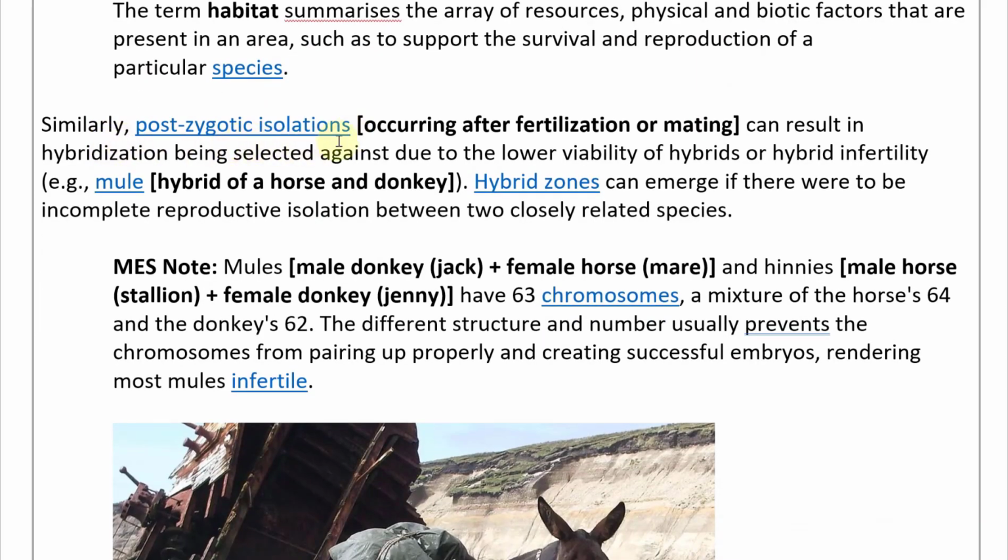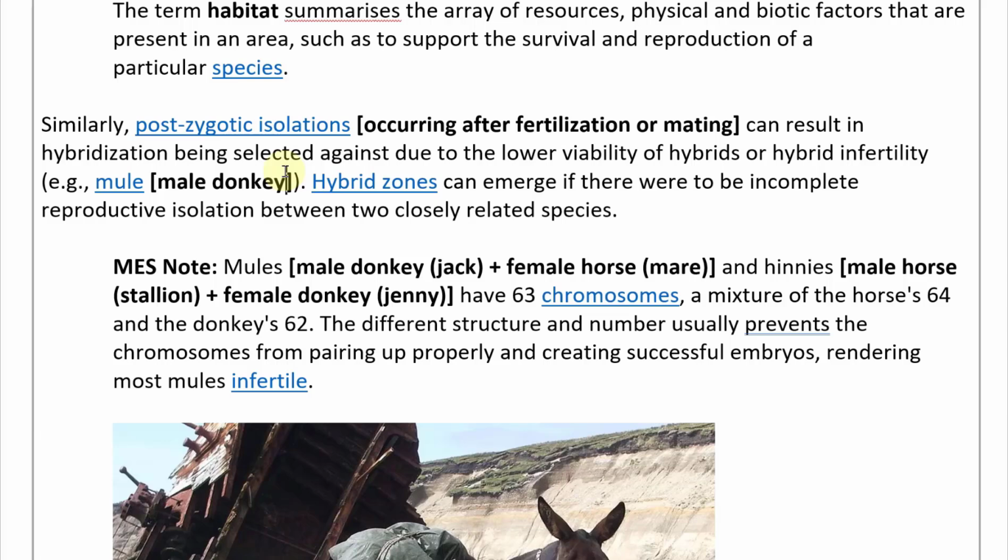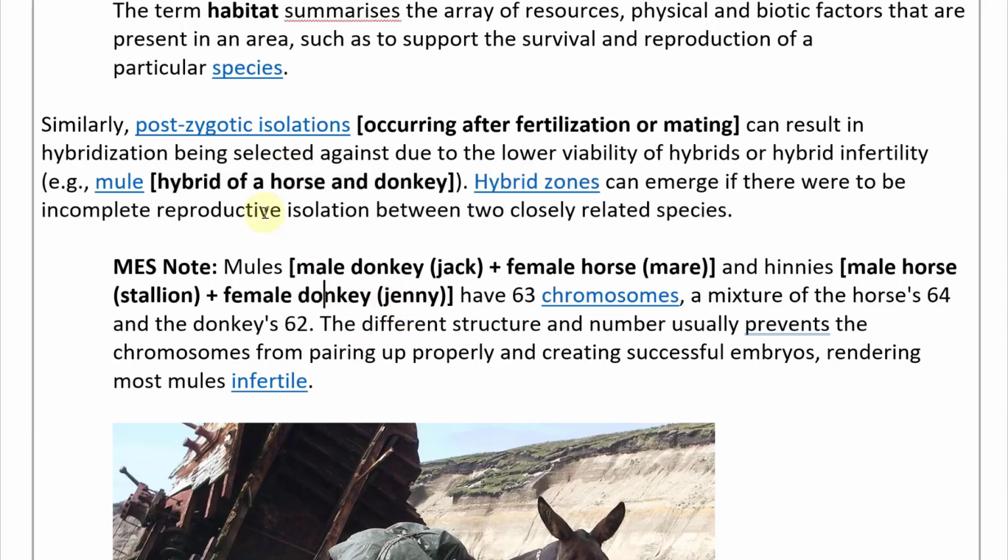Similarly, post-zygotic isolation, which we mentioned earlier, occurs after fertilization or mating, and can result in hybridization being selected against due to the lower viability of hybrids or hybrid infertility. So again, the mule, a hybrid of a horse and a donkey. Let's fix this up. I'll just say this was a hybrid of a horse and donkey. Actually, we have this written over here. Then hybrid zones can emerge if there is incomplete reproductive isolation between two closely related species. Yes, you can still have a hybrid zone if it's not complete reproductive isolation.